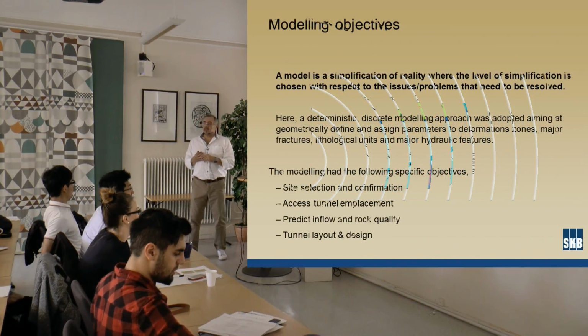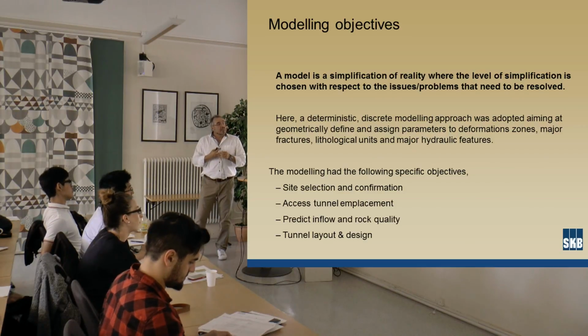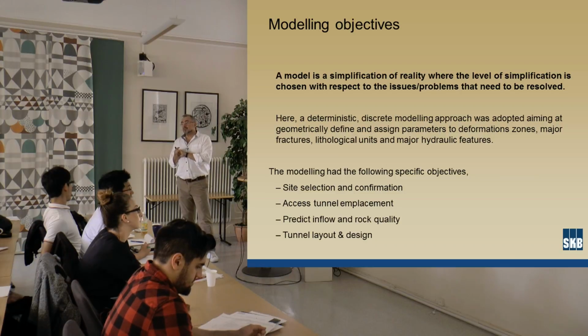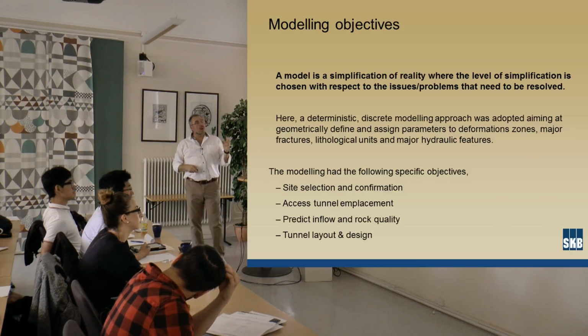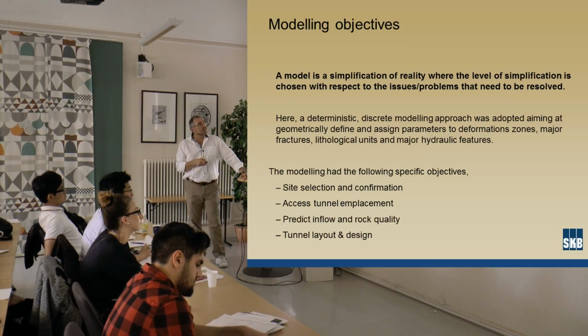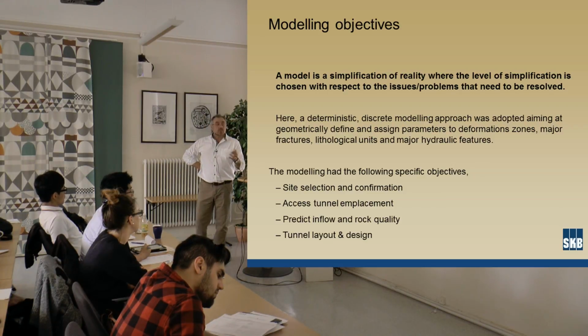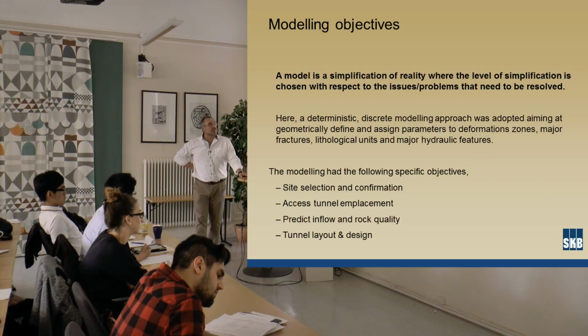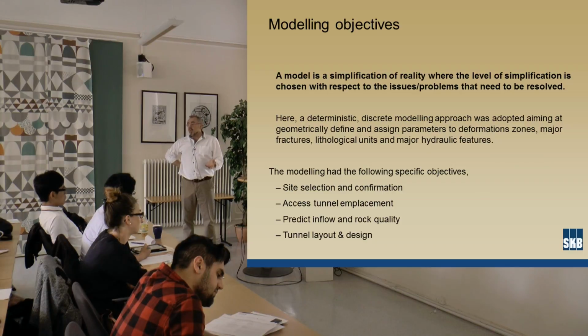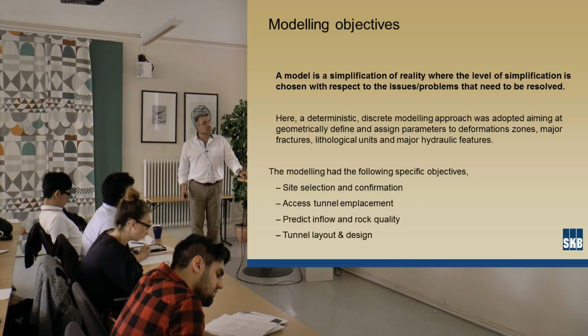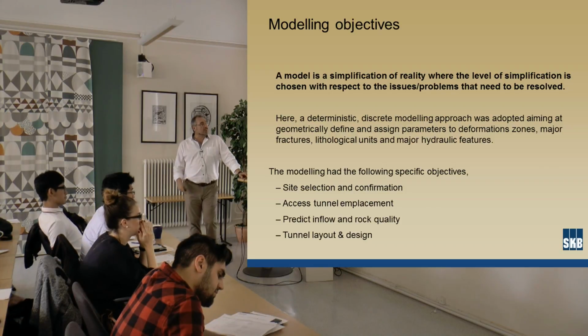So then, in order to meet the design demands and the criteria, and also in terms of high groundwater pressures, the whole project was established with a modeling exercise, basically a characterization modeling. The model is a simplification of reality, where the level of simplification is chosen with respect to the issues or problems that need to be resolved. This is the general idea which one has to apply to each project. In this case it was a deterministic discrete modeling approach. This means we have to find the fracture zones, and we have to give them properties down to a certain level, of course. So we can geometrically define parameters of these zones.